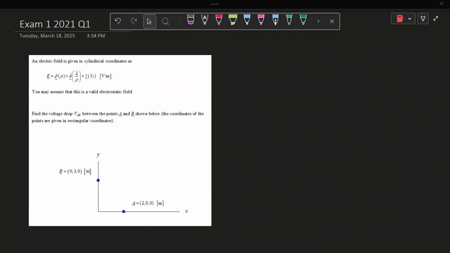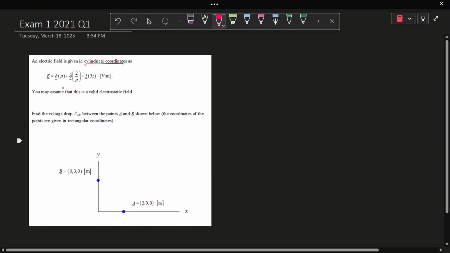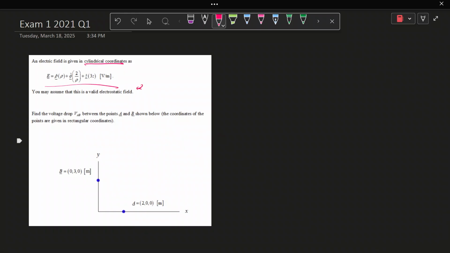So the problem tells us that an electric field is given in cylindrical coordinates as this electric field. You may assume that this is a valid electrostatic field, meaning it's path independent. We can choose whatever path we want, and it will result in the same voltage drop. So on that note, it asks us to find the voltage drop between points A and B shown below.